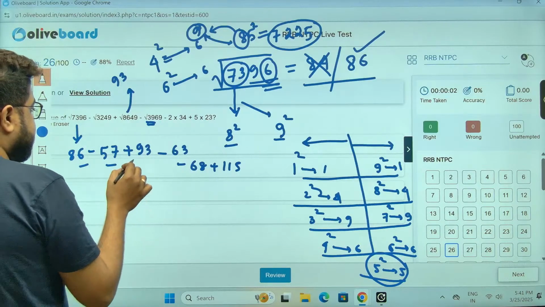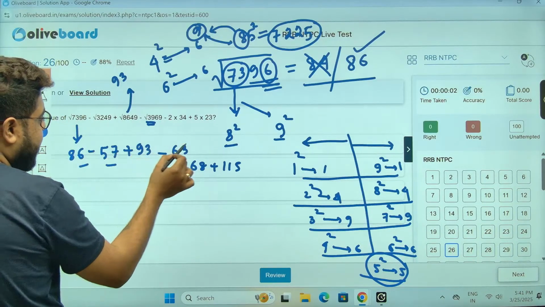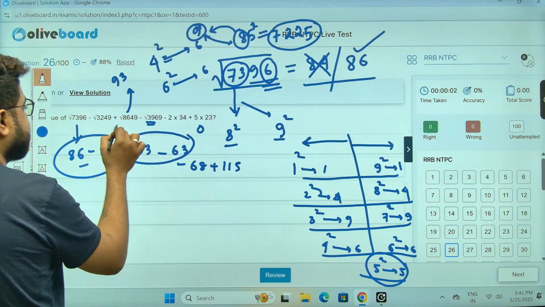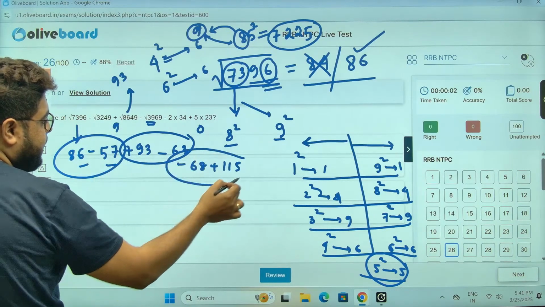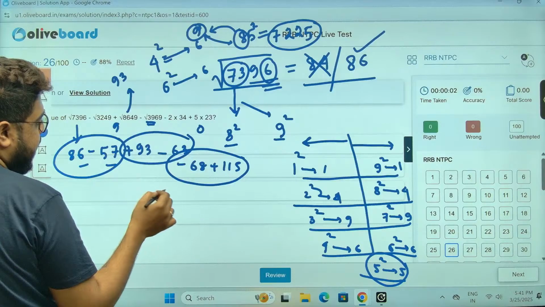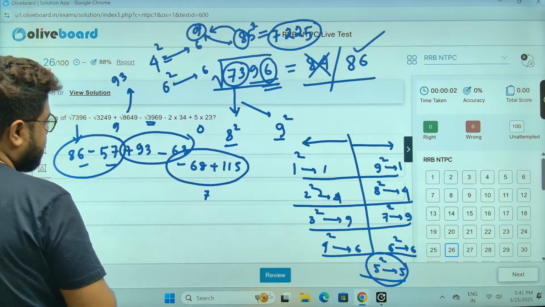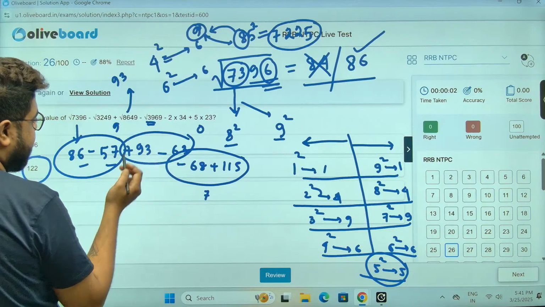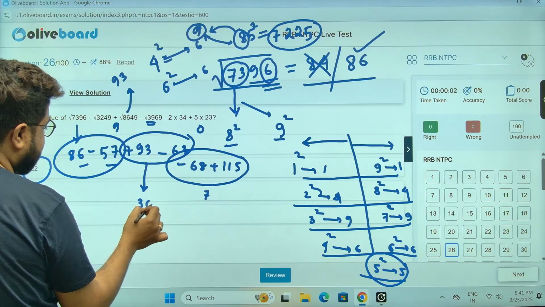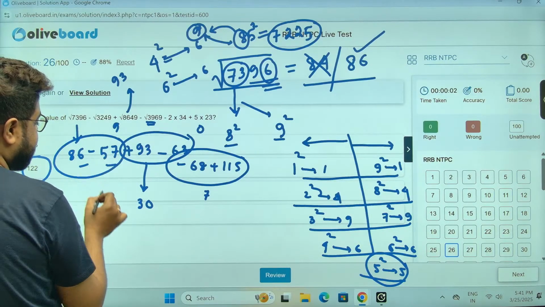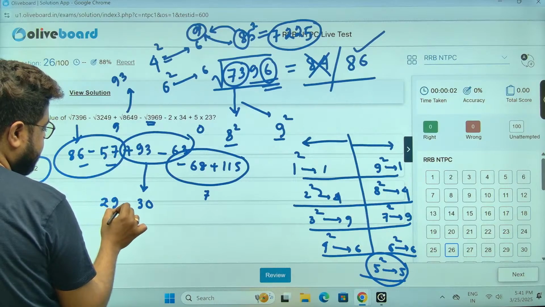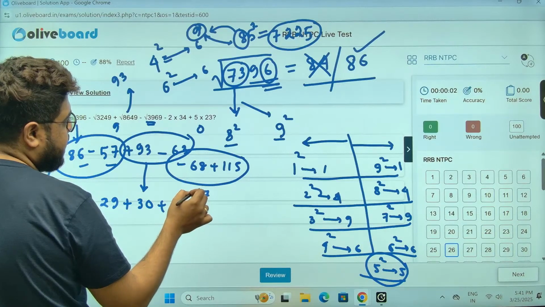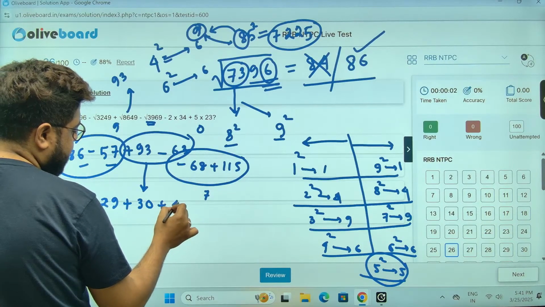Okay, so 93 minus 63. This is 30. 86 minus this, that means this is 9. And 115 minus 68. 8 and 7 gives you that, right? Again, that answer will be either option D or option B. We have to calculate. There is no other option. 30, 56. This is 29. And this is 70, 45, 47.